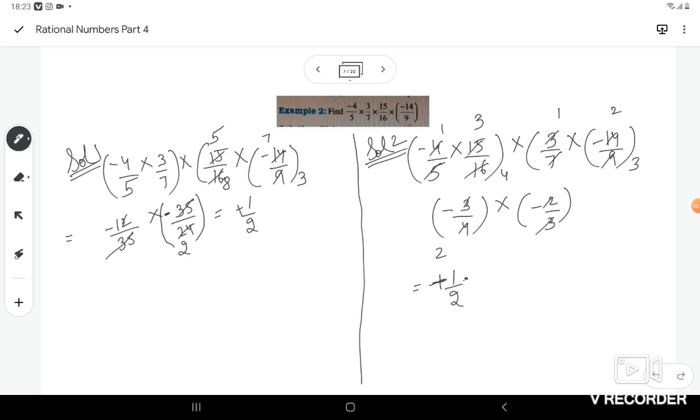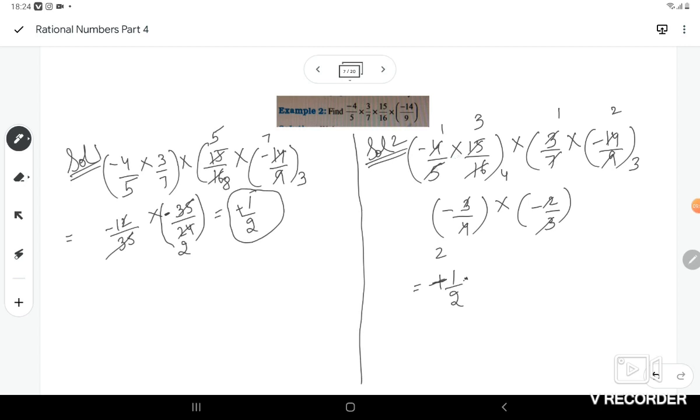Now solving the sum, first of all without using any property and directly solving the multiplication, that is -4/5 multiplied by 3/7 multiplied by 15/16 multiplied by -14/9, we get the result as 1/2. Now solving it using the property of multiplication of rational numbers, that is a multiplied by b is equal to b multiplied by a, which was the commutative property of rational numbers.